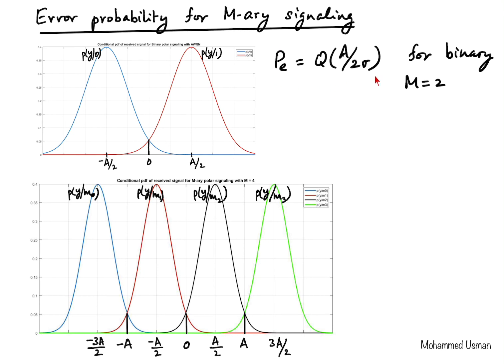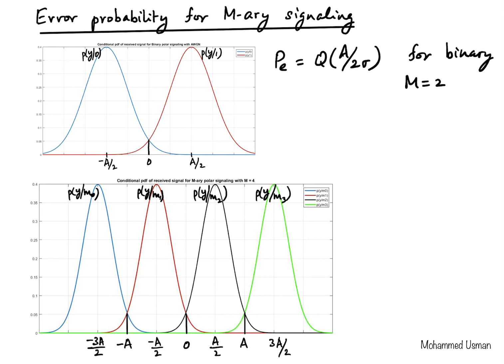And the other difference that you need to notice here is that because each bit is representing a symbol, this symbol error probability is equal to the bit error probability, because in binary transmission, one bit is equal to one symbol. So therefore, the symbol error probability and the bit error probability are identical in this particular case, that is for the binary.